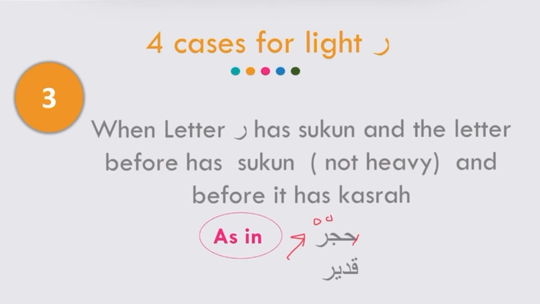حجر هل في ذلك قسم لذي حجر, like this. Or we can do it as قدير. So sukoon preceded by sukoon, okay, this ya is considered as ya sukoon preceded by kasra, so it will be قدير, like this. Okay, so when Ra is sukoon and the letter before it has sukoon but it is not a heavy letter, and before it is a kasra like hijr, it will be a light letter.